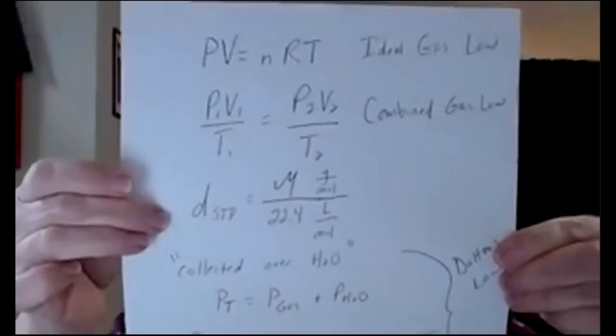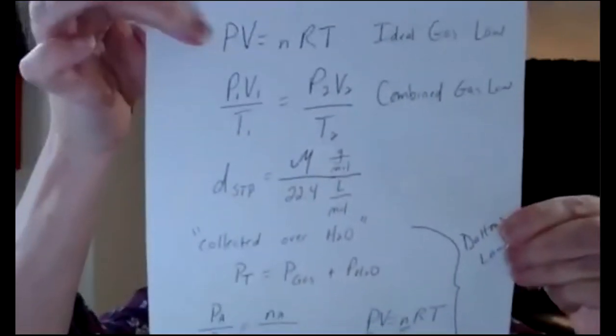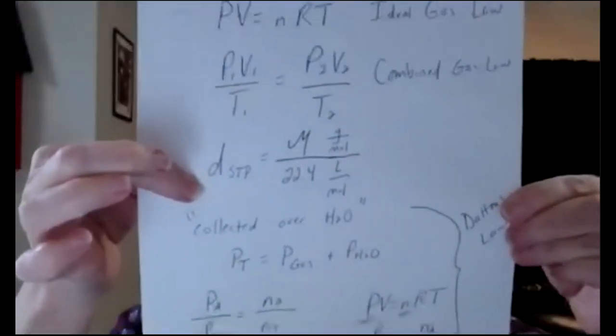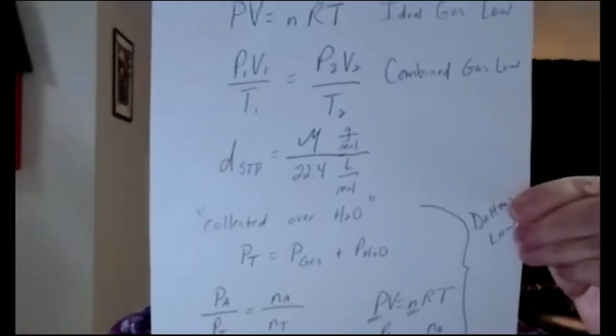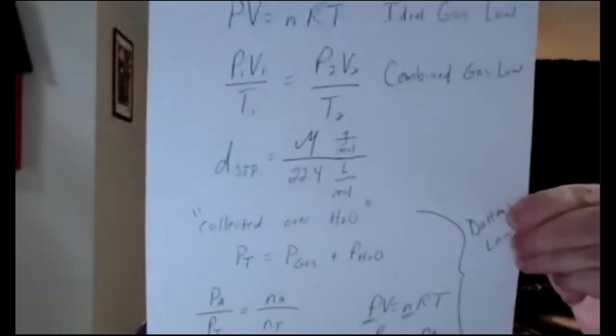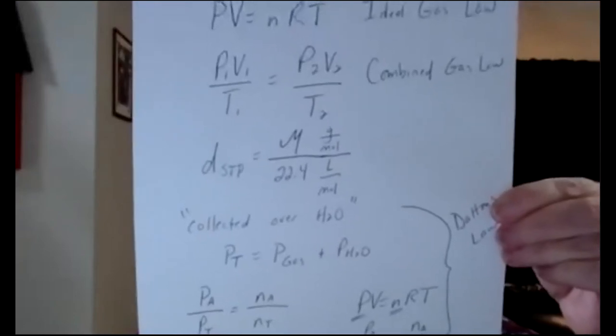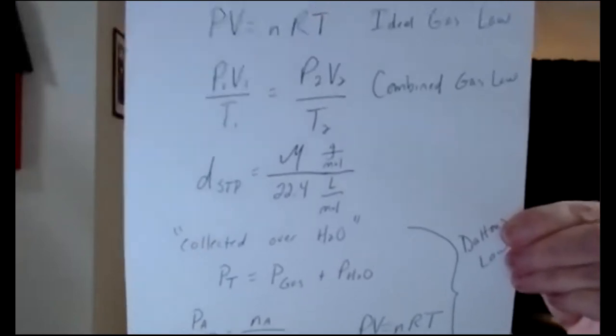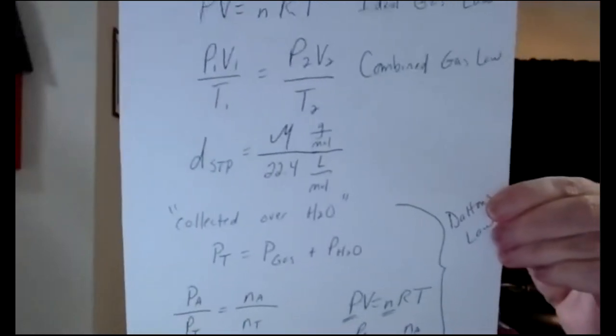Okay. This is a shortcut from PV equals nRT to determine a gas density for any gas at STP. If those are the conditions we want you to determine the density, it's simply the molar mass of that gas divided by that magic 22.4.